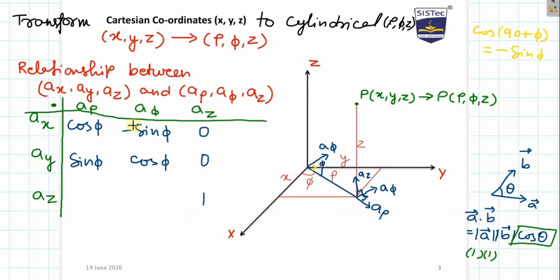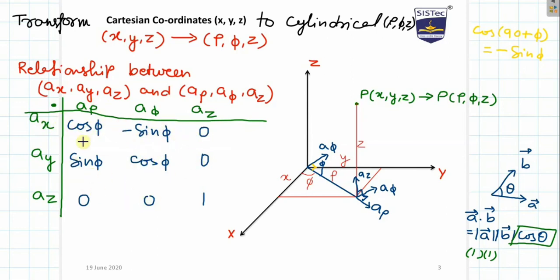Now az and a rho, what is the angle between az and a rho? Okay, now see, az and a rho are mutually perpendicular to each other, so it is 0. Now what will be the angle between az and a phi? Again az and a phi are mutually perpendicular, so it is cos 90, which is 0. So in this way we have geometrically obtained the unit vector transformation. Okay, so we have got this.